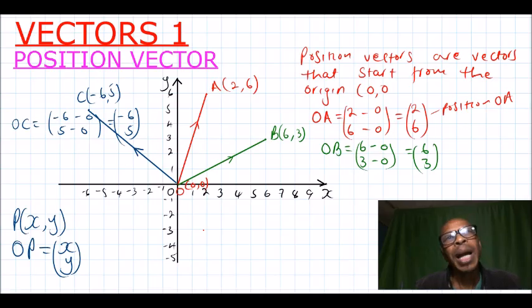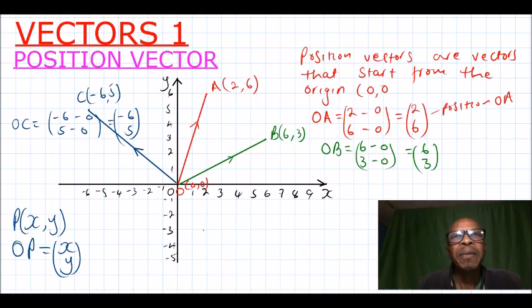And why are we talking about position vectors? They are very important because we'll be working with the position vector and column vector in most of the problems in vectors. So position vectors help us to identify the column vector. Let me show you that.